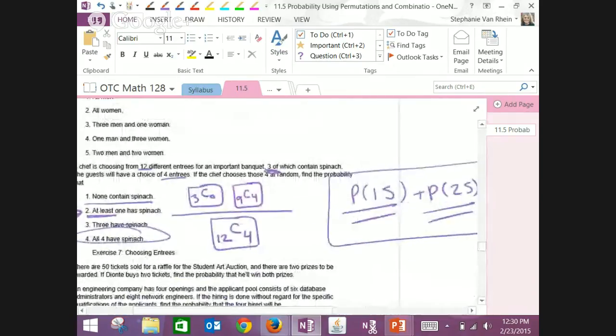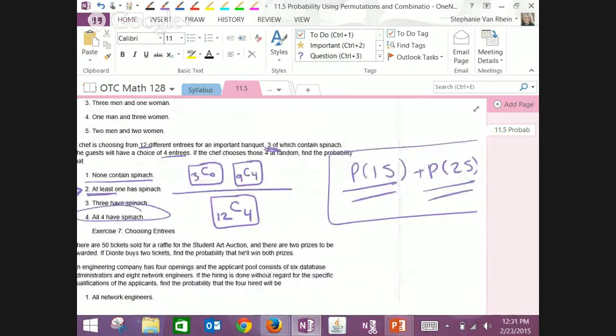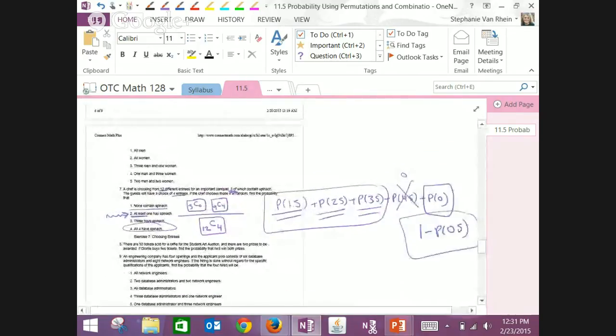7, it's going to be the same thing, except we have spinach and non-spinach. 3 of them that have spinach and 9 of them that don't have spinach. So if I want 0 with spinach and 4 with not, at least 1 with spinach was that example I said where you could do the 1 with spinach plus 2 with spinach plus 3 with spinach, or you can do 1 minus 0 with spinach. And you already found 0 with spinach in number 1. So you should be able to check yourself relatively easy. If you do find 1 with spinach and 2 with spinach and 3 with spinach and add those 3 numbers together, it's going to be the same as 1 minus what you get for number 1.